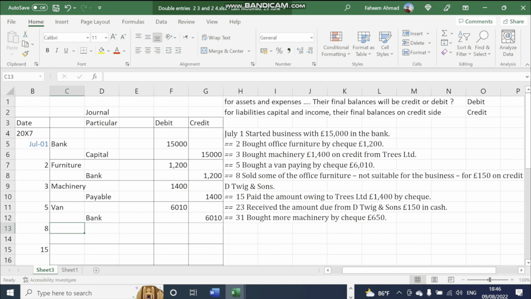Okay, sold some of the office furniture. Office furniture is going out of business. Office furniture is an asset, going out, so credit. So office furniture is sold on credit. It means receivable. Receivable is an asset, increases, debit. $150.